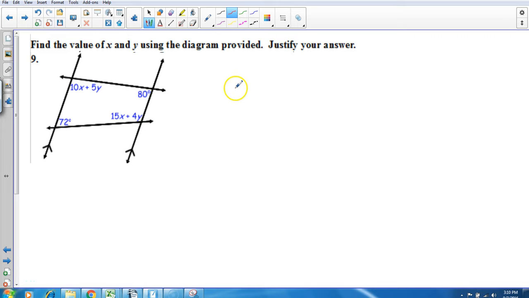This is number 9 off of worksheet 104. What this is really playing off of is all those angle relationships that are created when we have parallel lines cut by a transversal. So from the diagram, here's what we have. Two parallel lines. You can tell they're parallel by these little arrow symbols here.